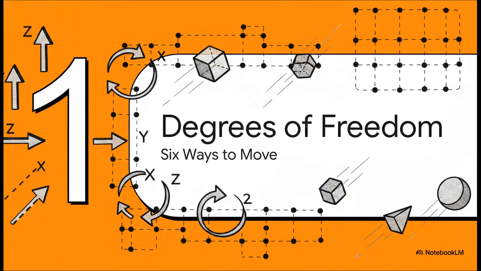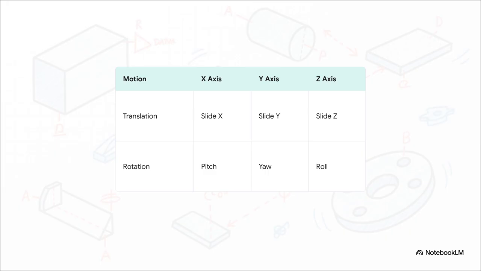Well, to answer that, we're jumping into Section 1, the 6 degrees of freedom. We really have to break down exactly how an unconstrained part behaves out there in space. Okay, take a look at this table based on the ASME Y14.5 standards. You'll see that every unconstrained part in the universe has exactly 6 degrees of freedom.